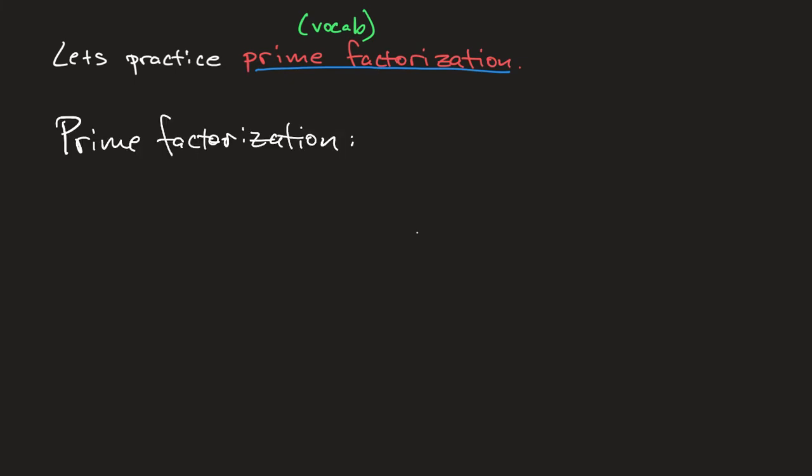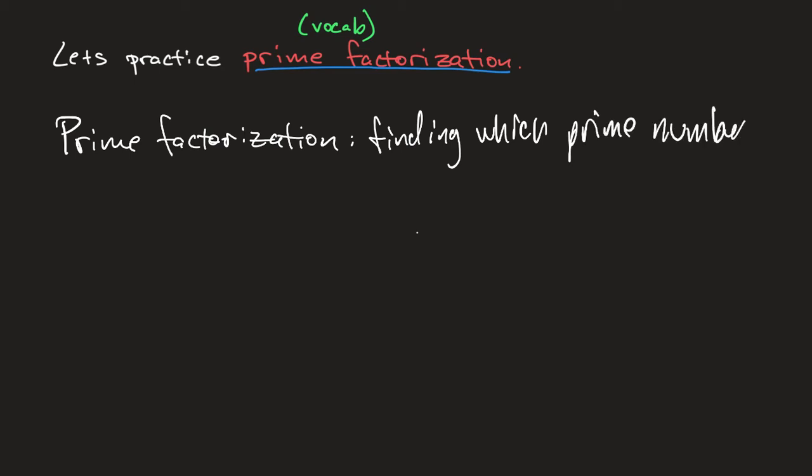Let's define it. Prime factorization, man, say that 10 times fast, is finding which prime numbers multiply together to give you the original number. All right?